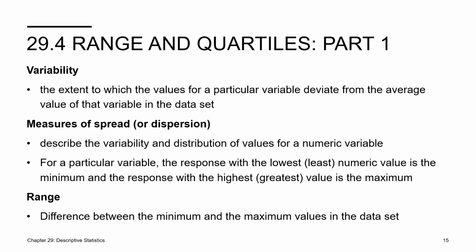For a particular variable, the response with the lowest value is the minimum, and the response with the highest value is the maximum. So if our lowest value is 25 and our highest value is 62, then the variability is between the two, and that's the range. So you would take the 62 minus the 25.